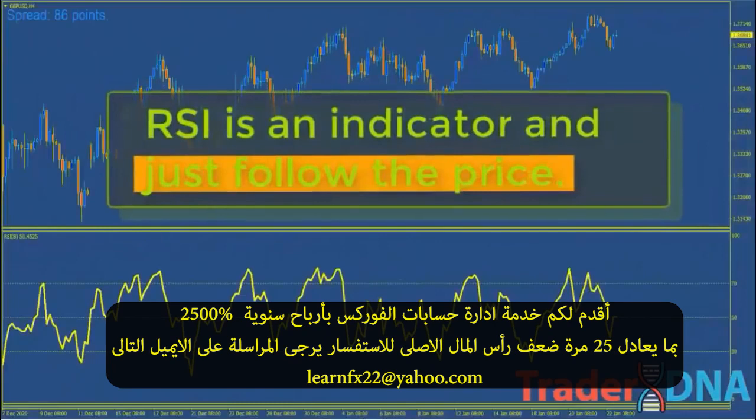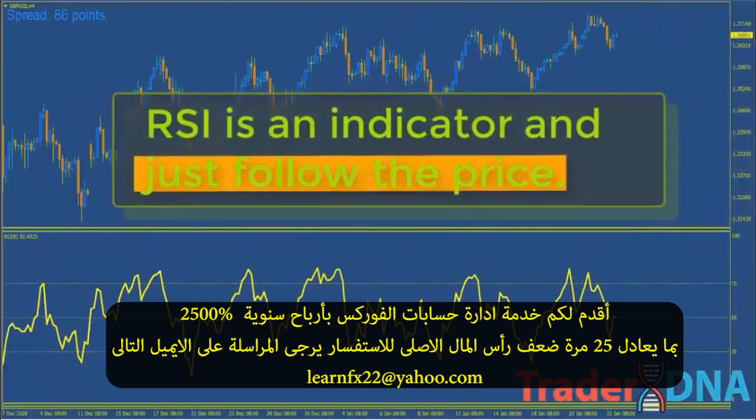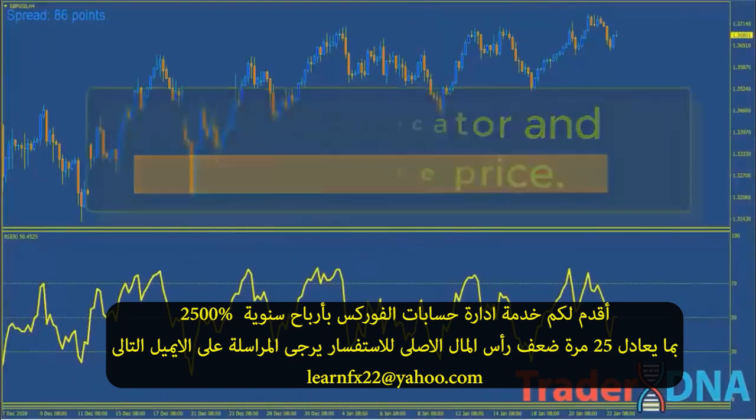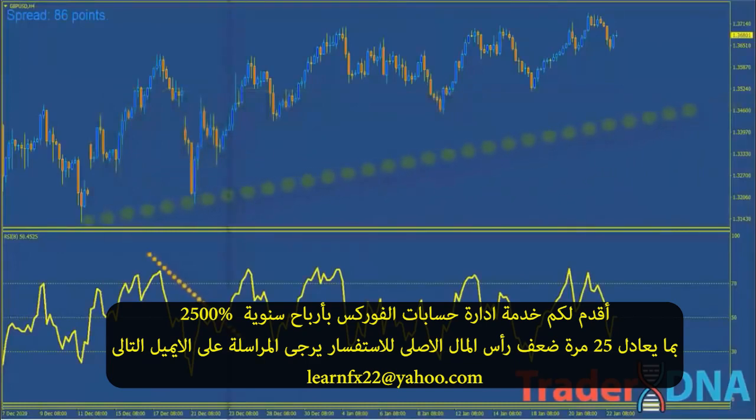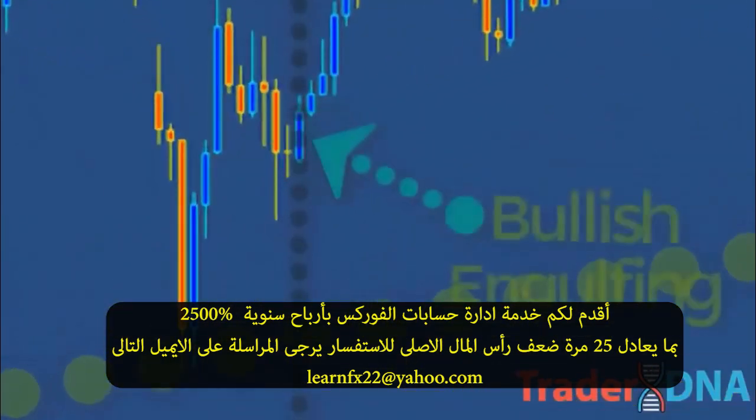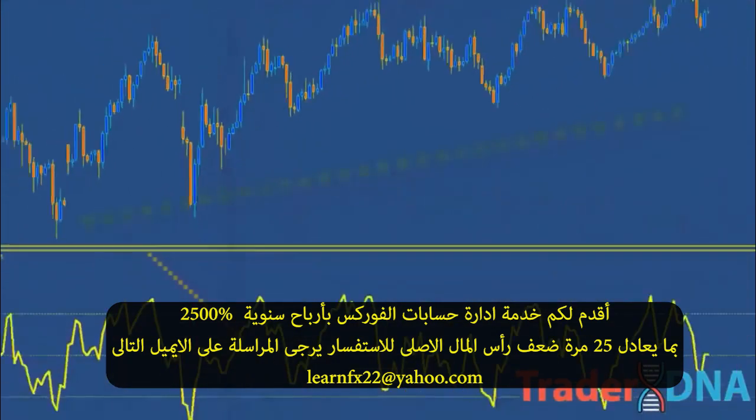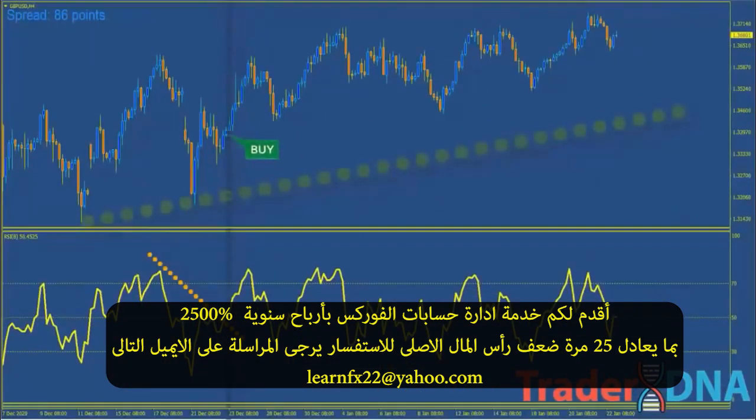RSI is an indicator and just follows the price. You should be patient and wait for a clear break of its trend line. Maybe sometimes you should wait to see how the first candle acts after the breakout and after that take your trade. But remember that we only use indicators to support what we have already established with price action.